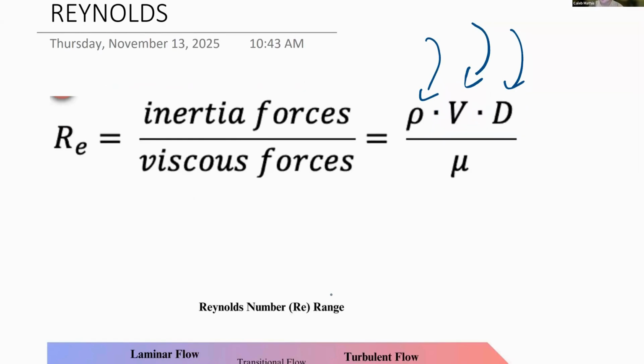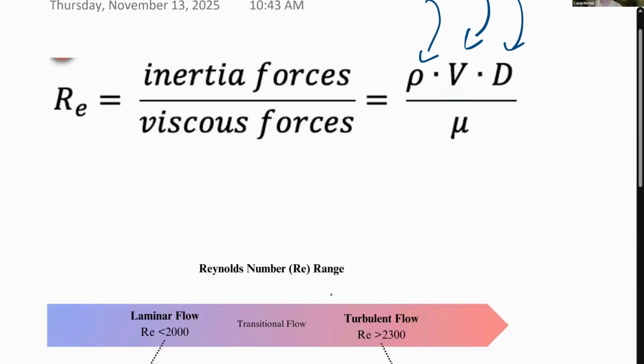And so in quizzes or exams, they'll give you these numbers, and it's up to you to plug and play with the values and find the Reynolds number and determine, okay, is it above 2300 or is it below 2000? Is it laminar, turbulent? Is it in that transitional state? And that's all I got on turbulent flow and Reynolds number.